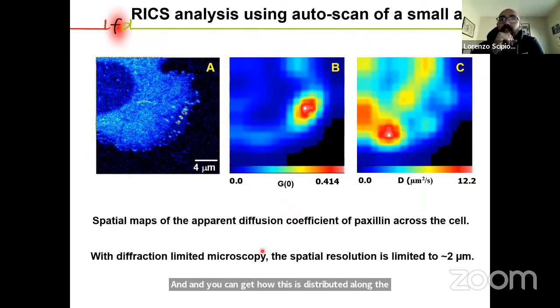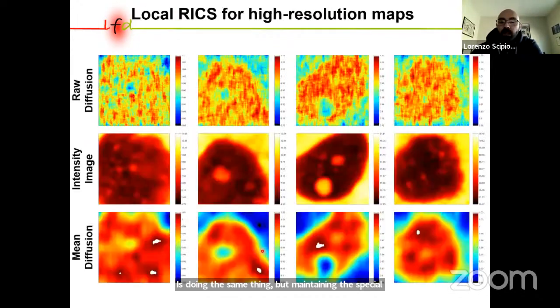Now, as you can see here, the resolution of this analysis is pretty poor because we're using very large regions. So one thing that I was working on during my PhD is doing the same thing, but maintaining the spatial resolution of the diffusion maps. And we came up with a method called local RICS, where you can effectively map.